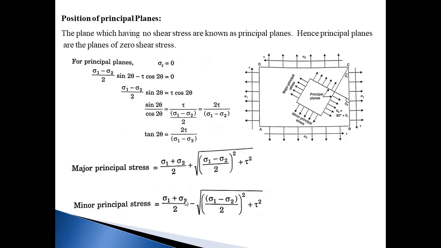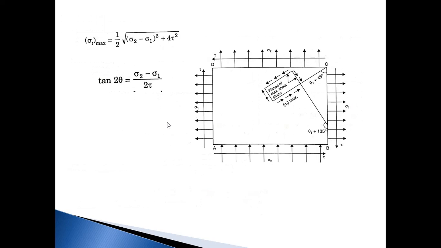Then we measure the principal stresses. To find the major principal stress, the equation becomes (sigma 1 plus sigma 2) divided by 2 plus square root of ((sigma 1 minus sigma 2) divided by 2) bracket square plus tau square. Then the minor principal stress becomes (sigma 1 plus sigma 2) divided by 2 minus square root of ((sigma 1 minus sigma 2) divided by 2) bracket square plus tau square. These are the formulas to find the position of principal planes and principal stresses, that is the major principal stress and minor principal stress.